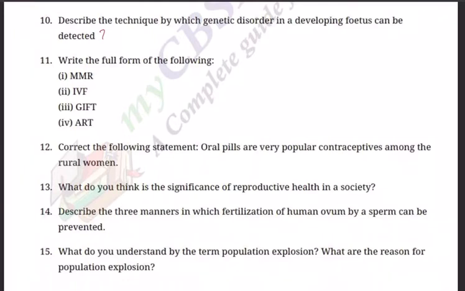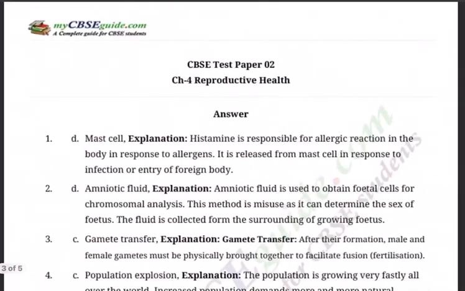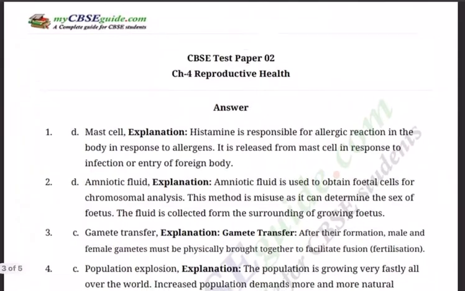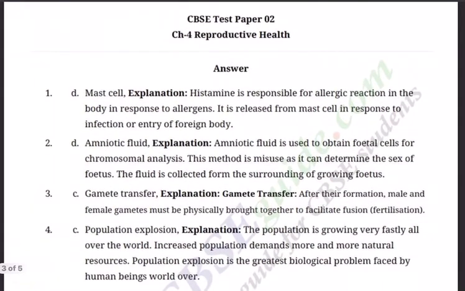Question number 14. Describe the 3 manners in which fertilization of human ovum by a sperm can be prevented. Question number 15. What do you understand by the term population explosion? What are the reasons for population explosion? Answers. Now, you keep a paper, start writing the answers, and after say 40-45 minutes of finishing the answers, compare your answers with the answers that I am giving now.